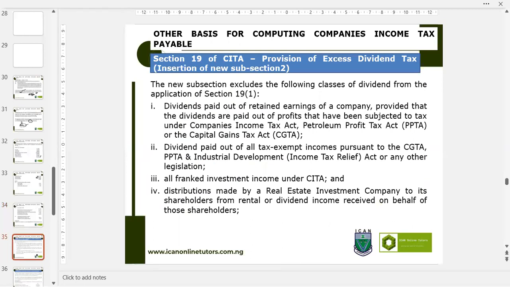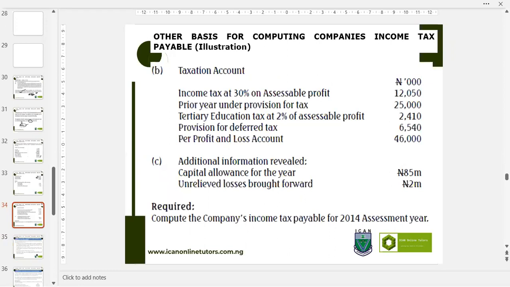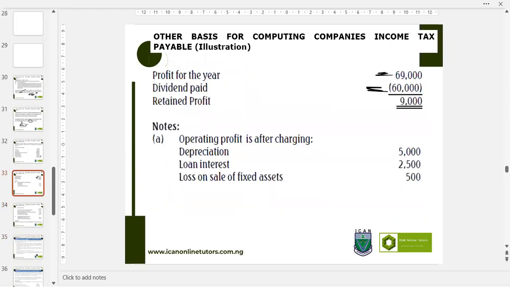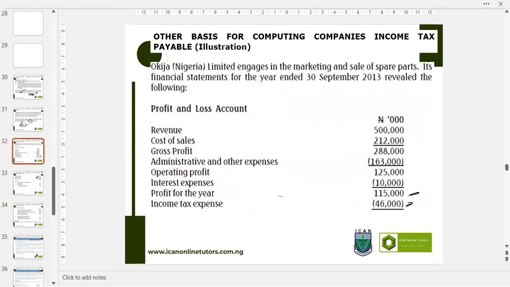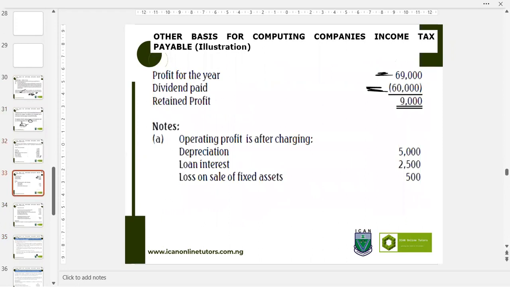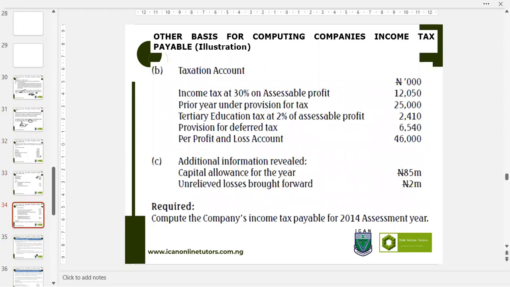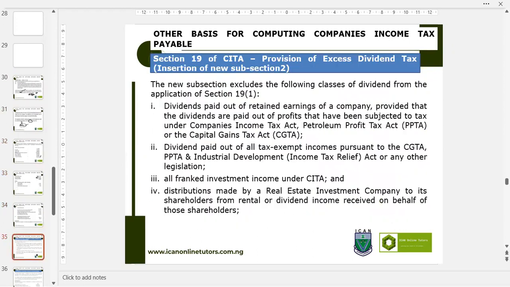So going by the provision of these new acts, it means that this company now, having known fully that the dividend was paid out of the remainder of the profit after tax. But that still did not stop you from doing your own assessments.